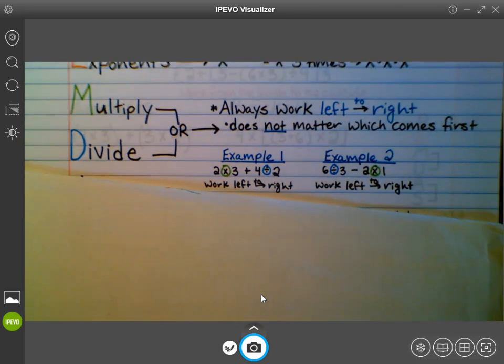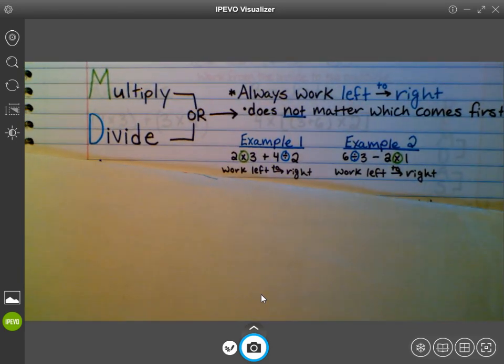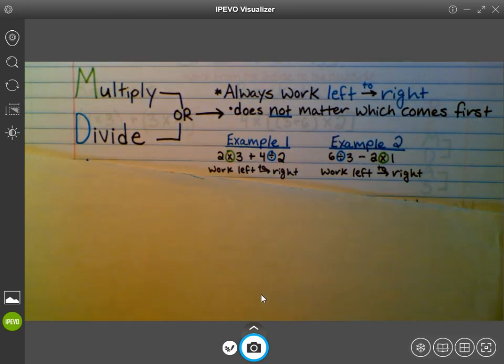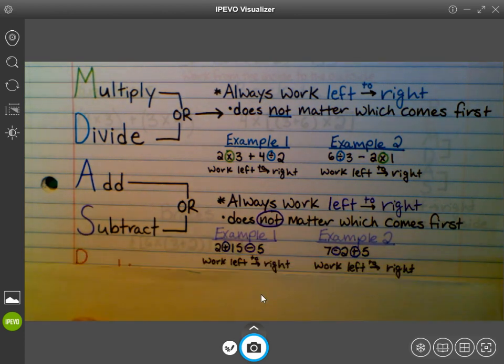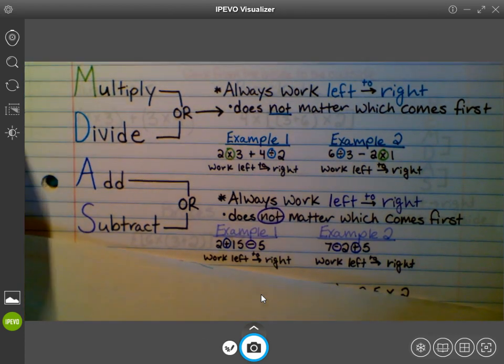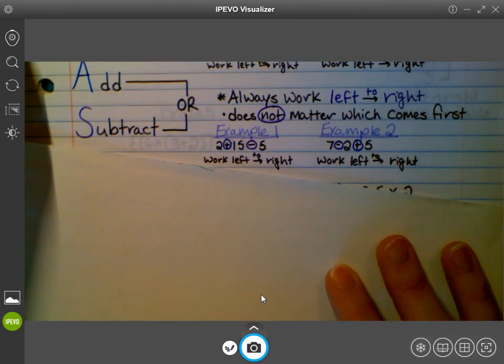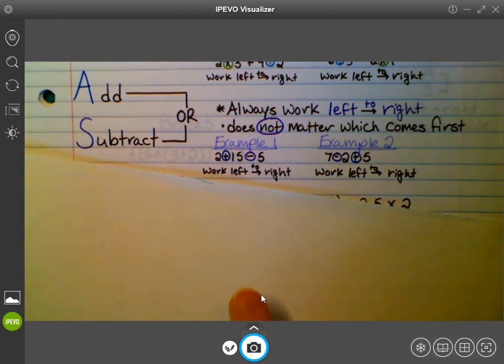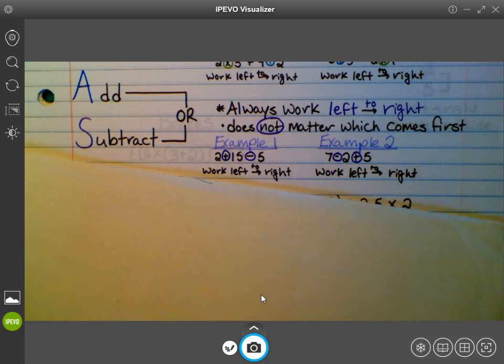So, just like with multiply and divide, add and subtract are grouped together. Once we're done multiplying and dividing anything we can, then our last step is to add and subtract. So again, you always work left to right. It does not matter which comes first.